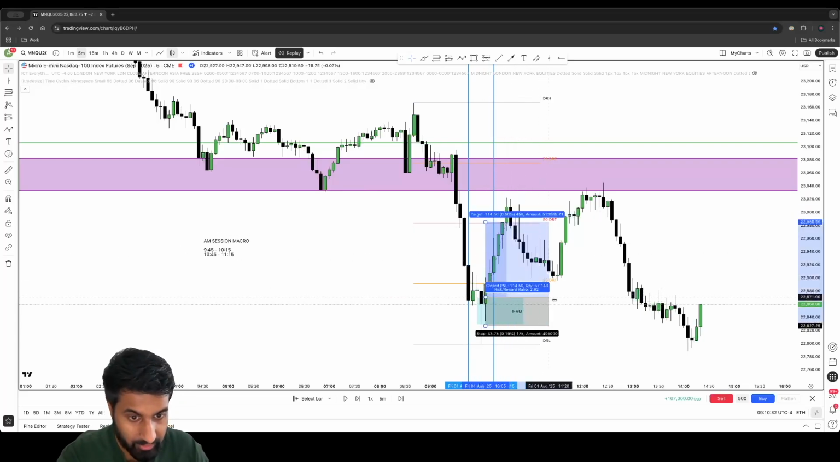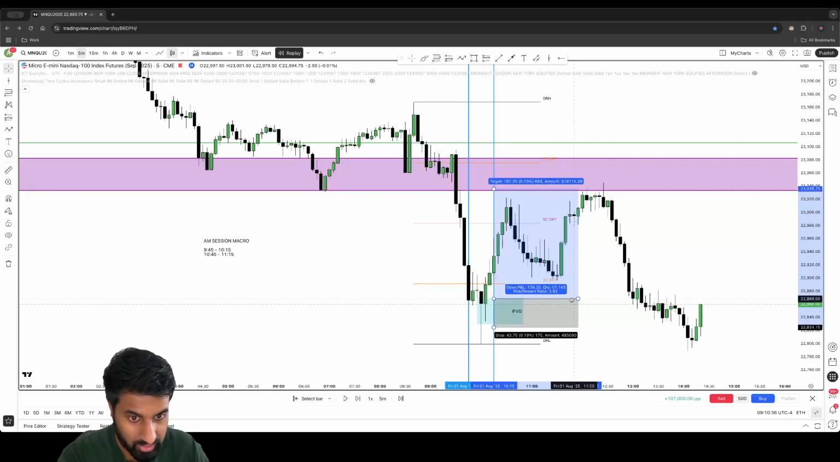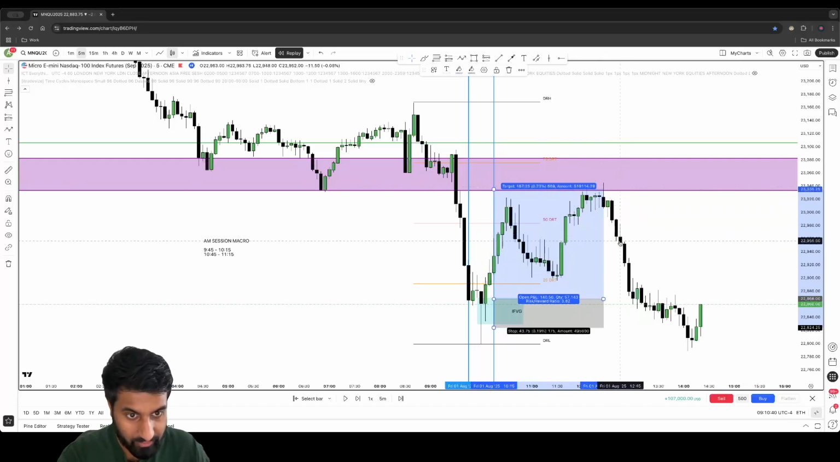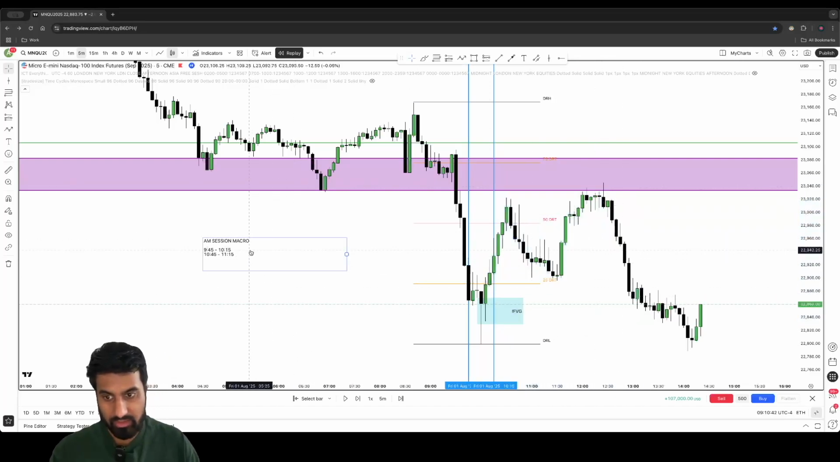So again, if I brought stop loss to entry, we would have managed to catch a little bit more higher into this fair value gap, so price would have hit eventually that TP2 right within that 4-hour fair value gap. But that was all from me. So that's pretty much it.